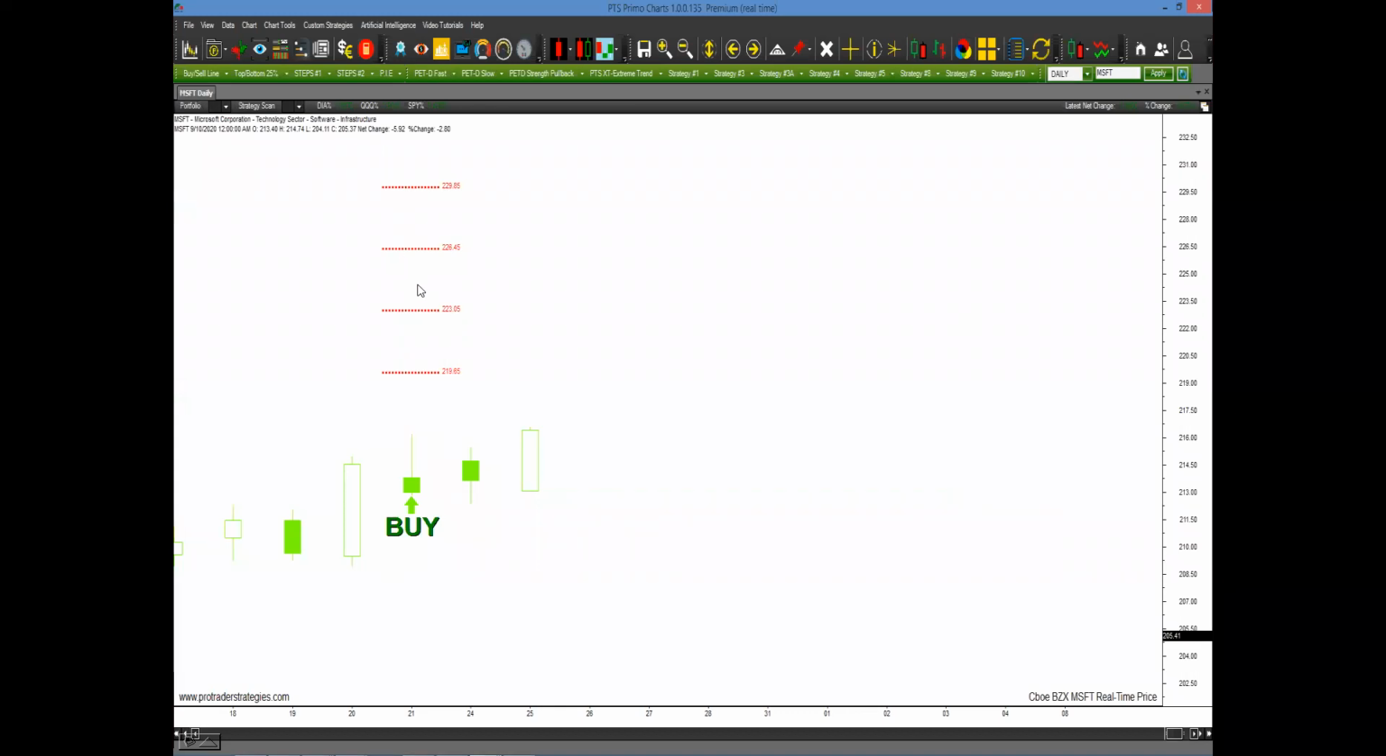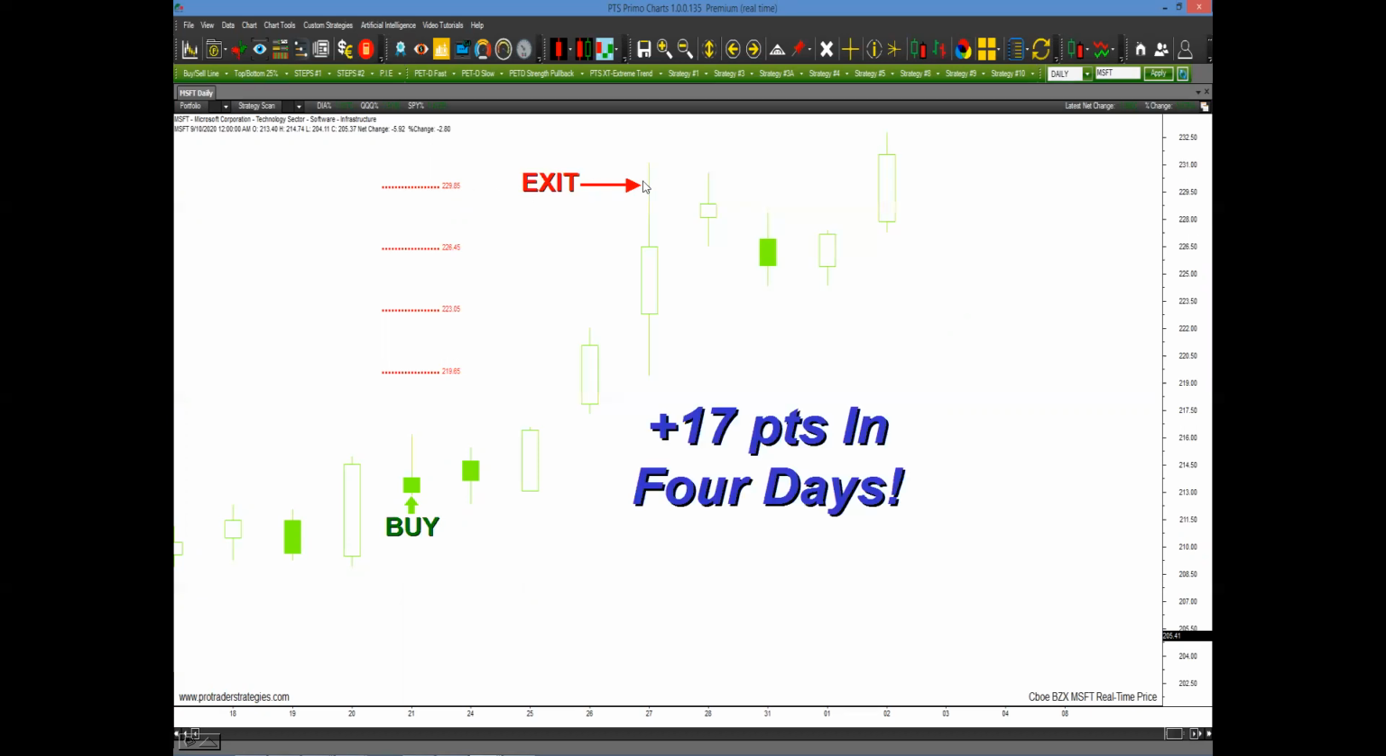All right. Now, if you are a trader who likes to get in and out quickly, you'd most likely exit at the 1st or 2nd. If you're a trader that likes to get as much bang for your buck, you'd exit at the 3rd or 4th. Okay. Let's say we decided to exit here at the 4th level. Well, in the following 4 days, we could have exited and made about 17 points. Not a bad little trade in 4 days, right?